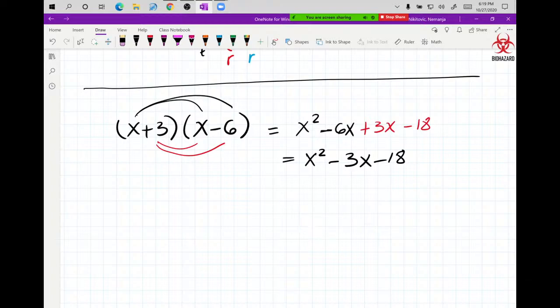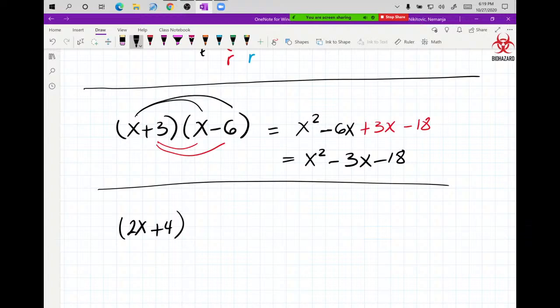Cool. Now let's see those math skills. 2x plus 4 times 3 minus x. So if you like FOIL, use FOIL. If you like the idea about distributing, use that.